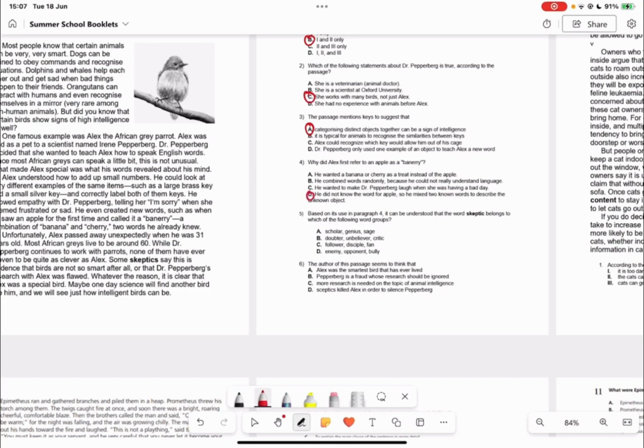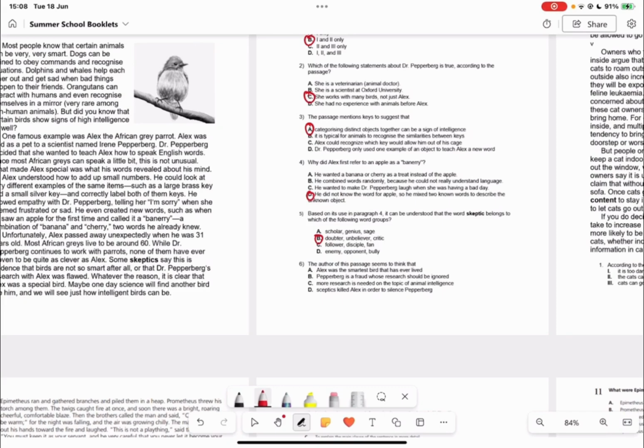Next, based on its use in paragraph 4, it can be understood that the word skeptic belongs to which of the following groups? So scholar, genius, sage, no. Doubter, unbeliever, critic, it could be that. Follower, disciple, fan, not really. Enemy, opponent, bully, no. So the answer will be B. Skeptic is something similar to a doubter, an unbeliever, or a critic. It's a synonym of these words.